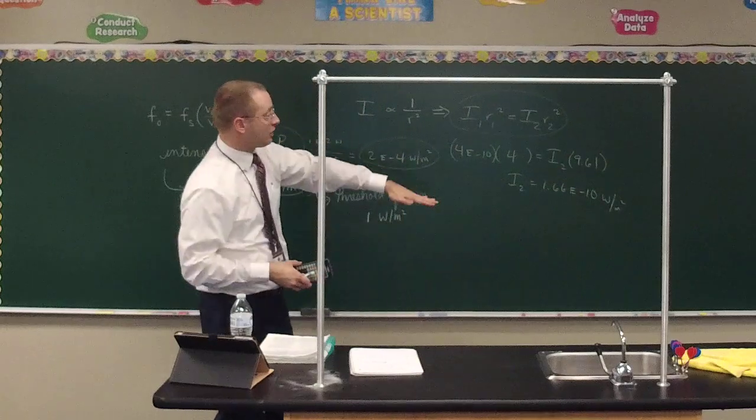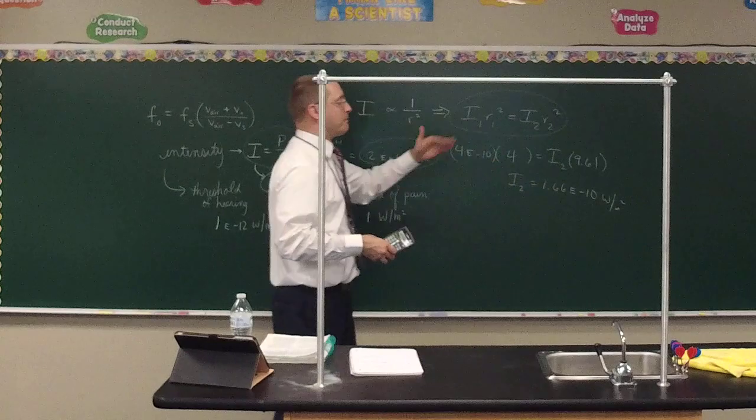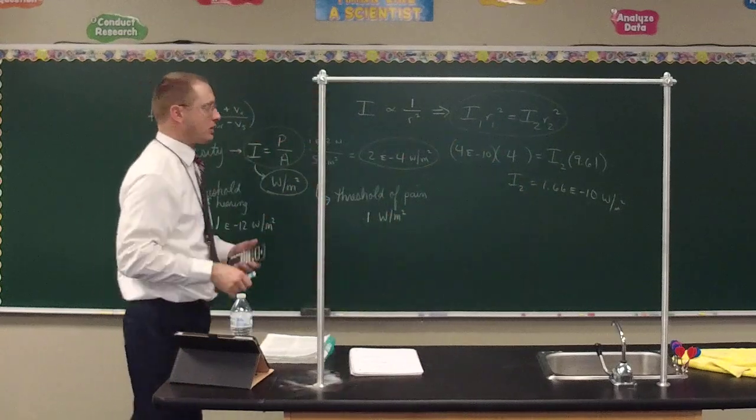We can see it more than cut the intensity in half, right? Half the intensity would be 2e negative 10. It more than cut it in half just by stepping back another meter or so.